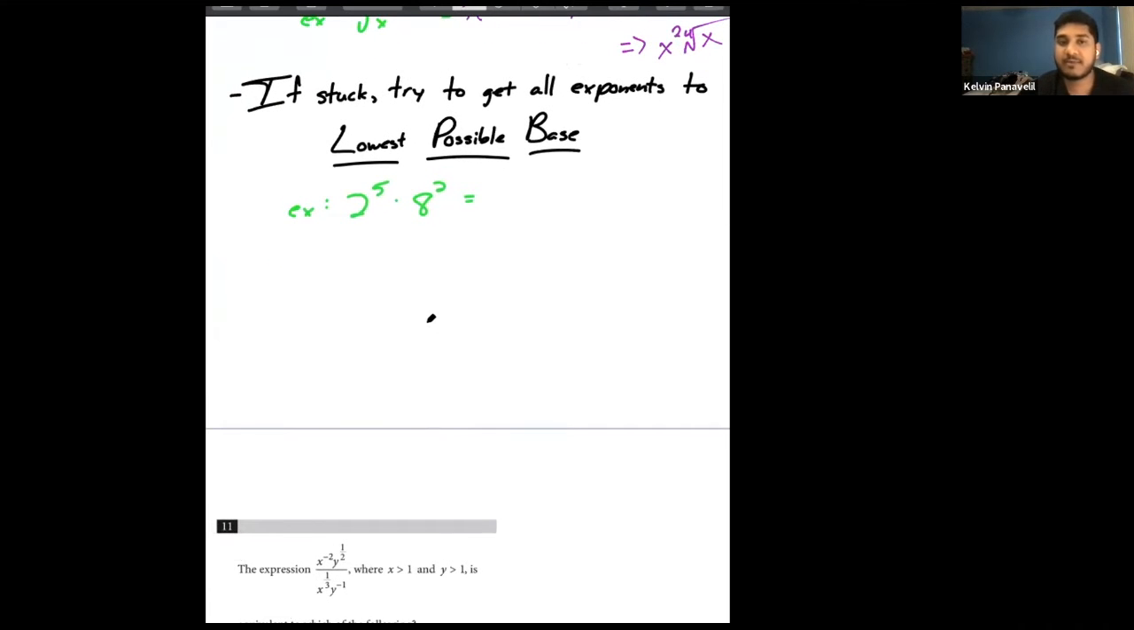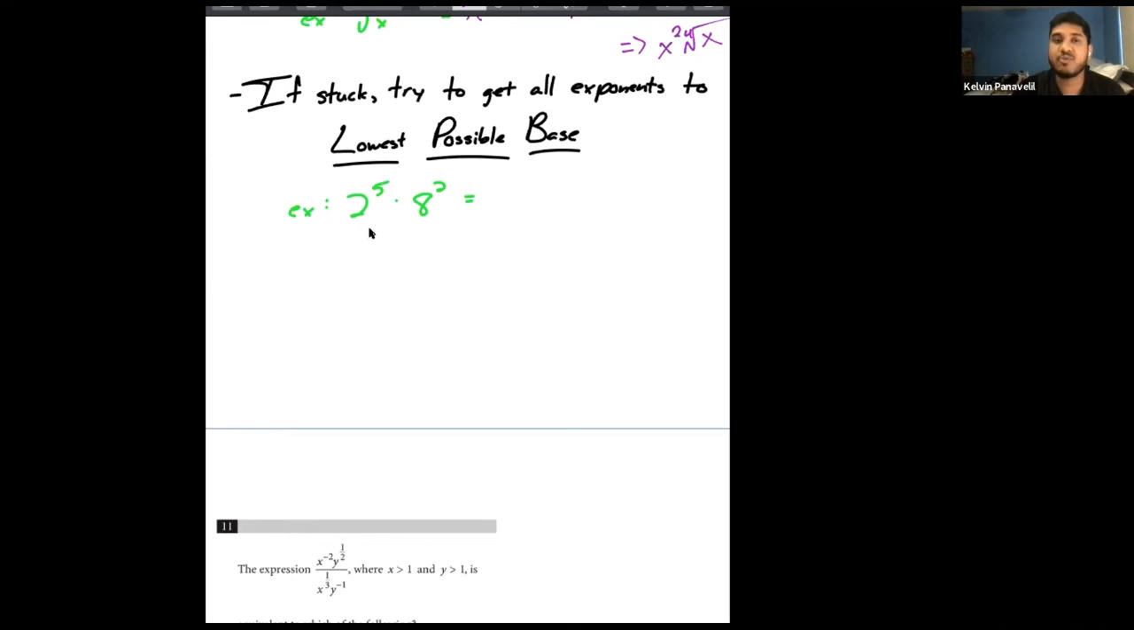Anytime you're multiplying, right now, yes or no in the chat: can we use our exponent rules right now? Yes or no? No, because we do not have the same base. The only time the quotient rule and the product rule apply is if we have the same base. So your goal is to get the same base, try to get the lowest possible base.